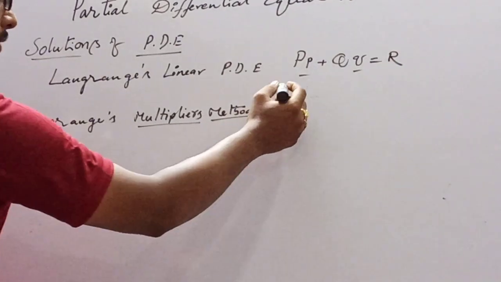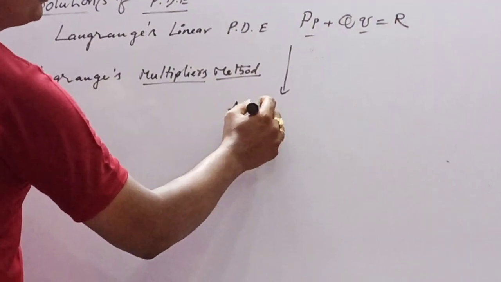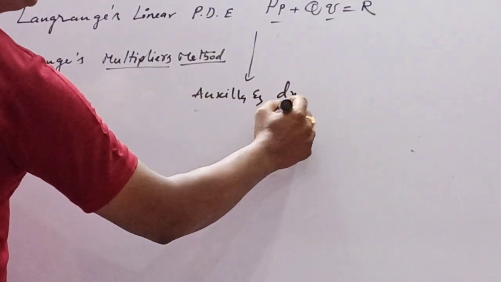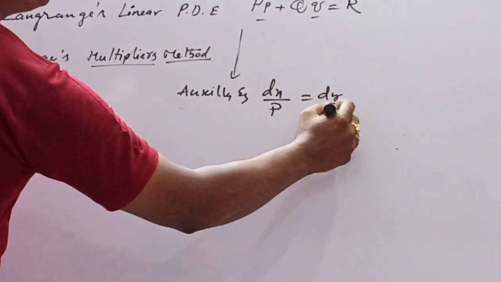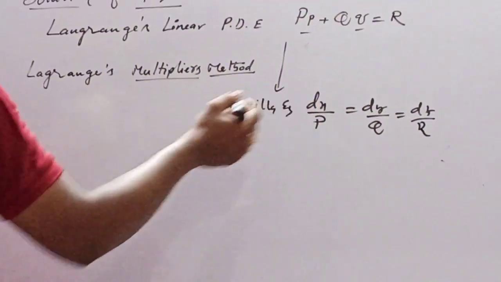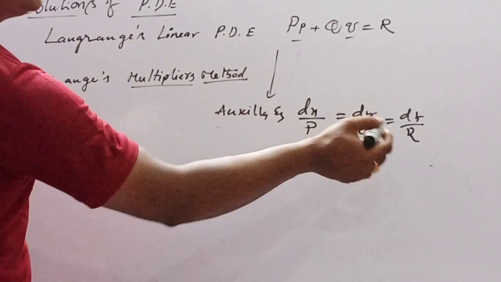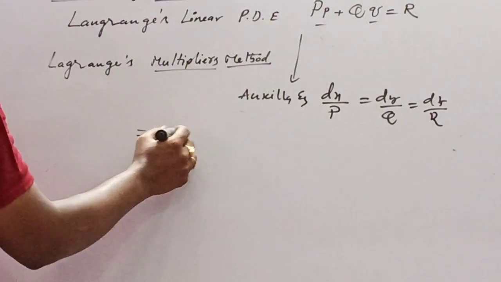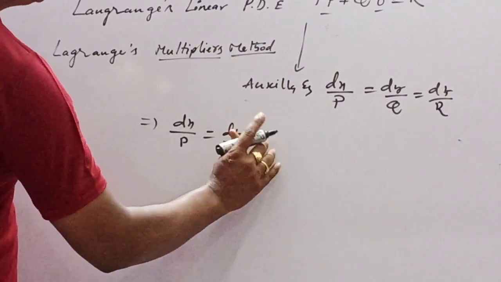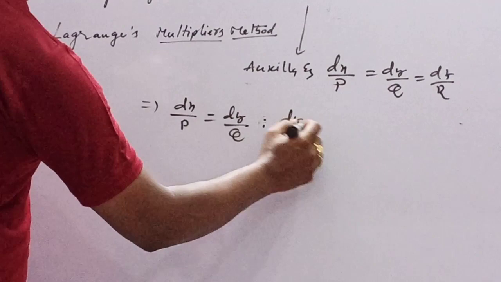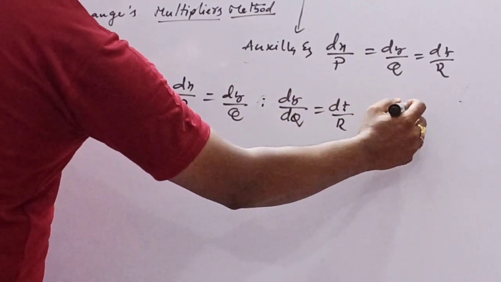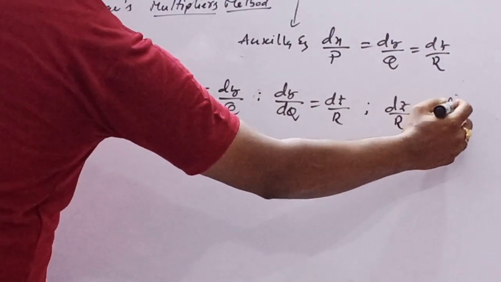So you write the auxiliary equation. The auxiliary equation is dx by P equal to dy by Q equal to dz by R. Again you rewrite it as three equations: 1 and 2, 2 and 3, and 3 and 1. That is dx by P equal to dy by Q, then dy by Q equal to dz by R, and dz by R equal to dx by P.